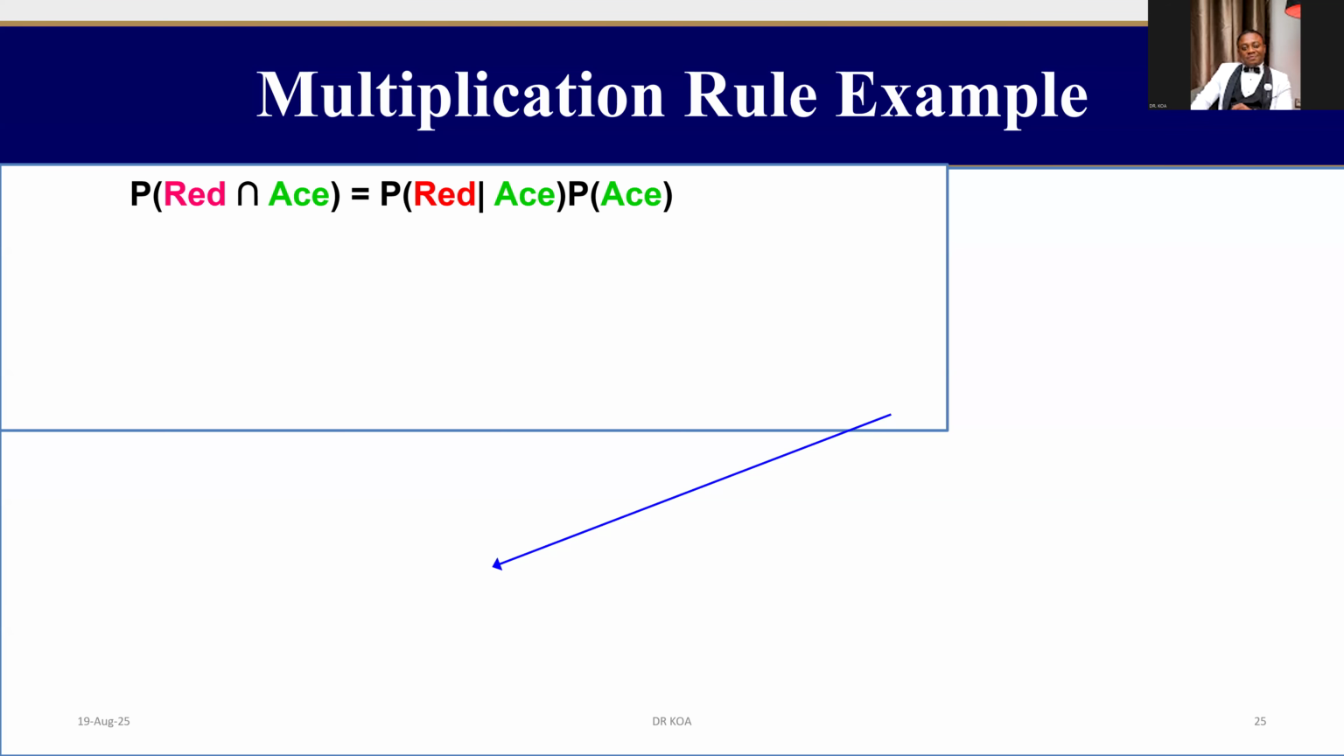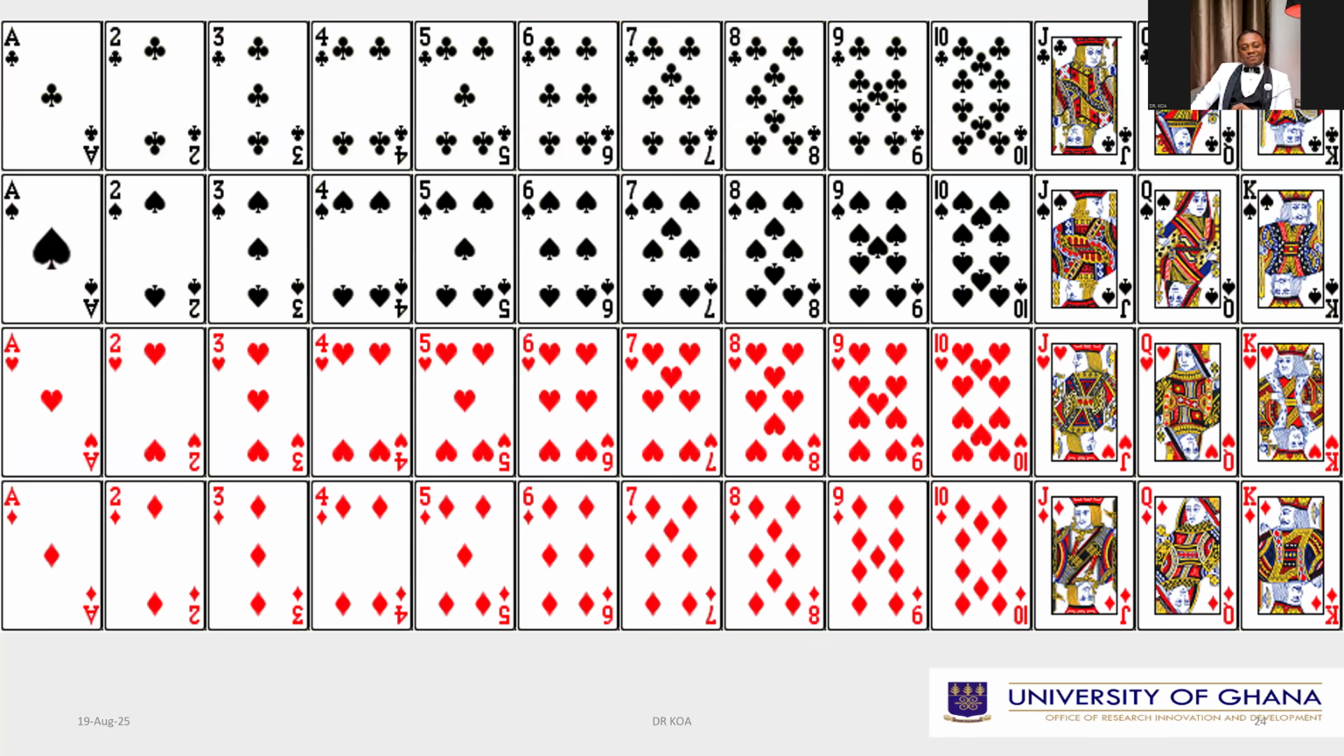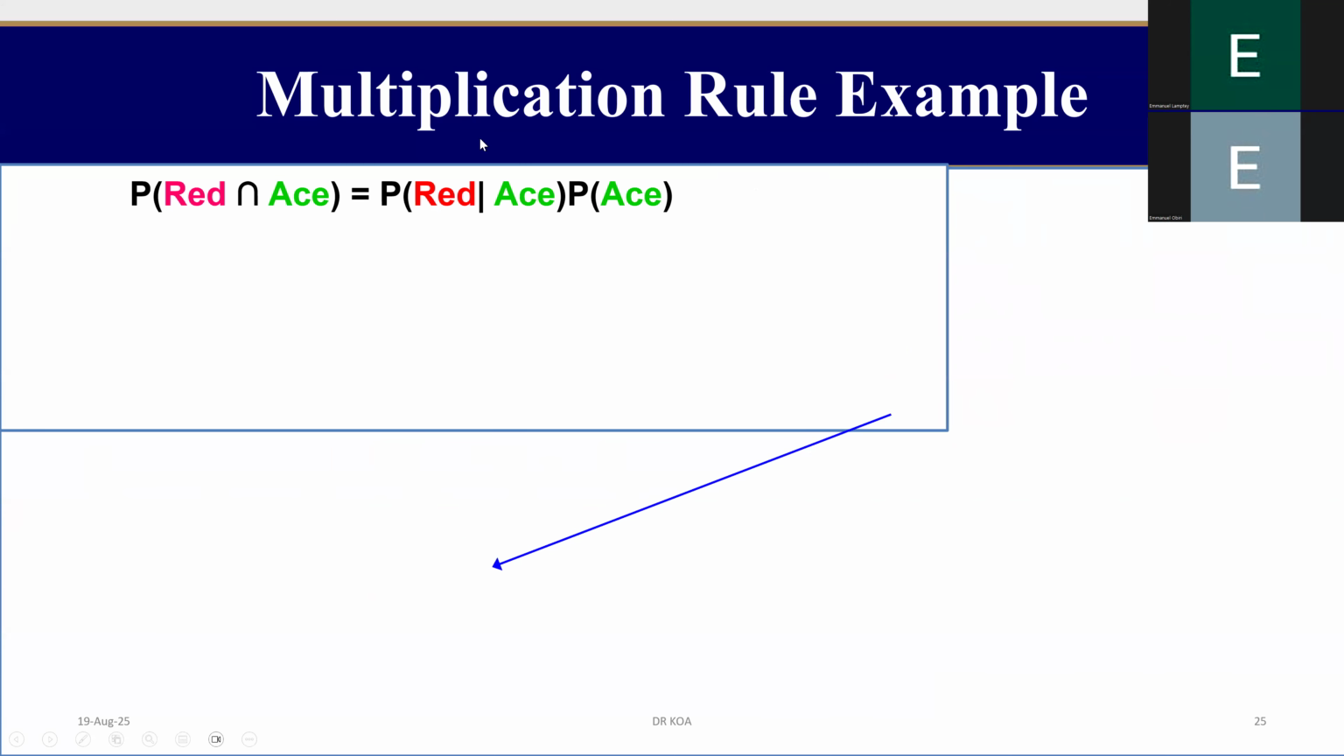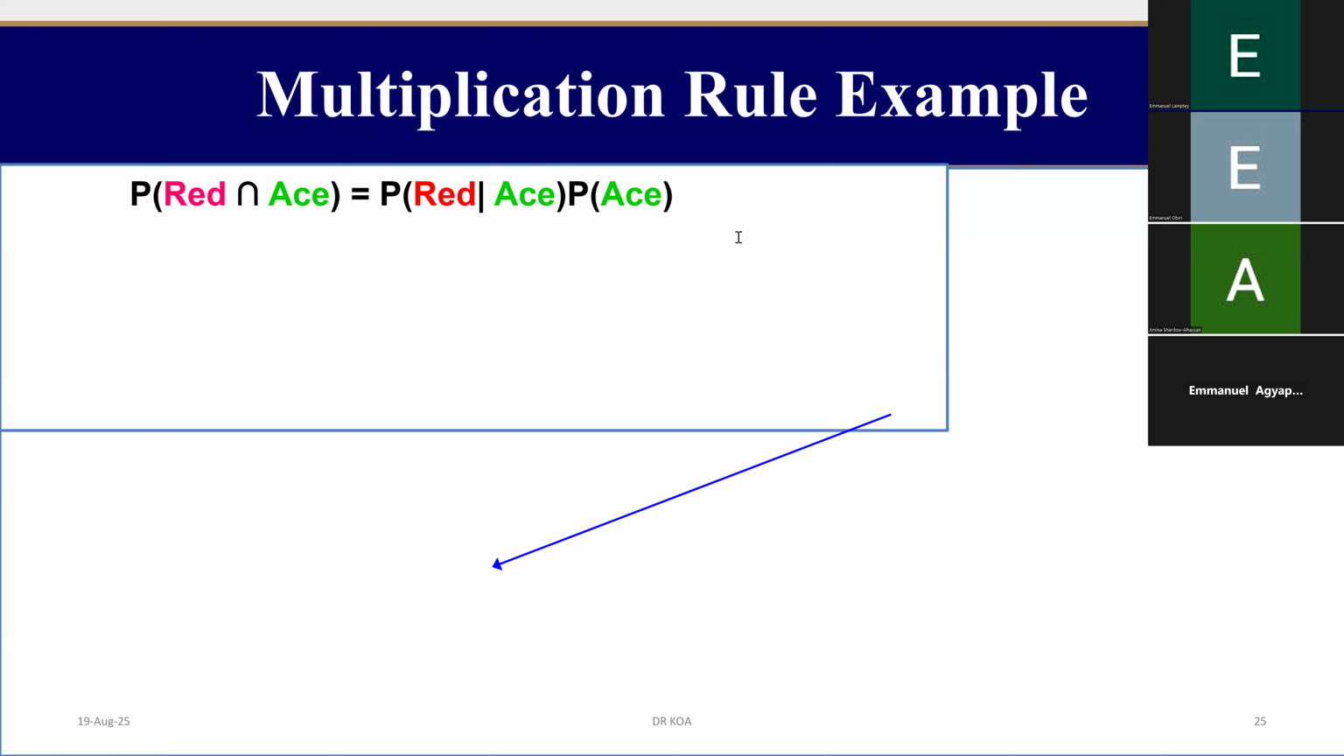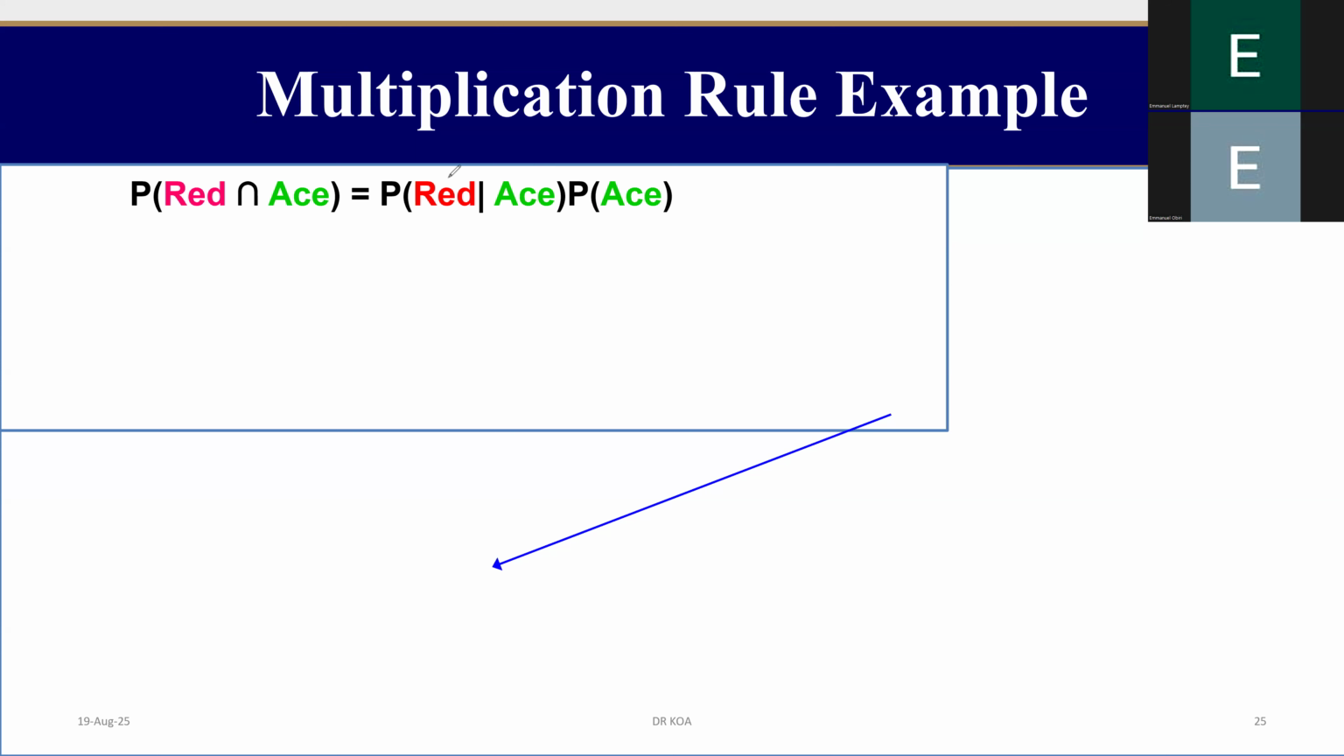This one is a quick one. How many aces in the deck of cards here? 4, sir. And then how many of them are red? That's the meaning. How many of these are red? 2. Exactly. So therefore, when you are talking about the probability of red given ace, you are just talking about 2 divided by 4. Multiplied by, what is the probability of ace?